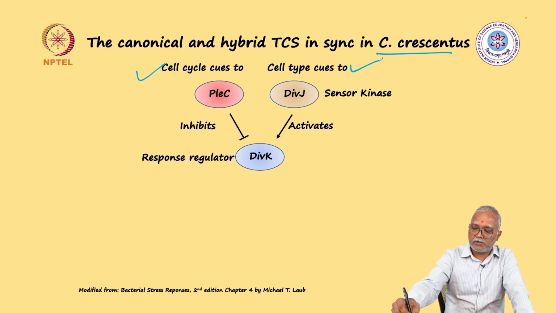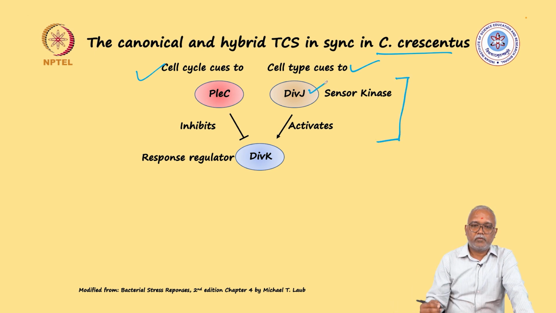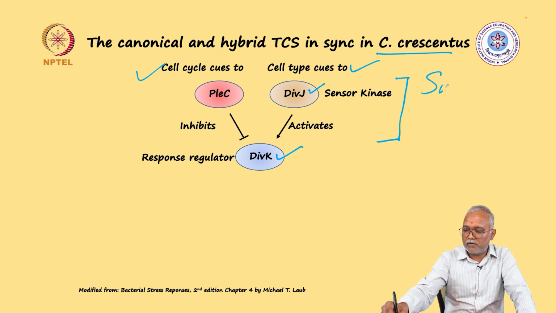So the first set of this two component system works through DivJ, which is your sensor kinase, and it directly works on this response regulator which is DivK. So when there are cell type cues, DivJ signals and activates DivK, and it remains at one of those types, whether swarmer or sessile.